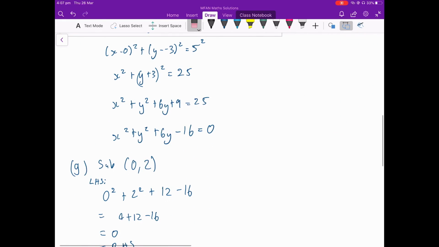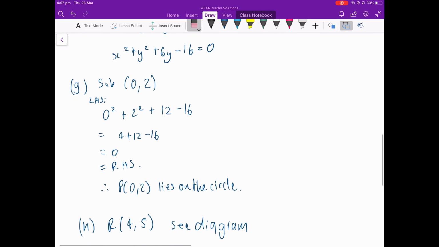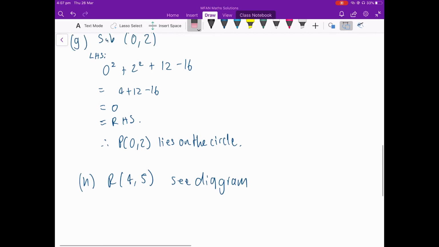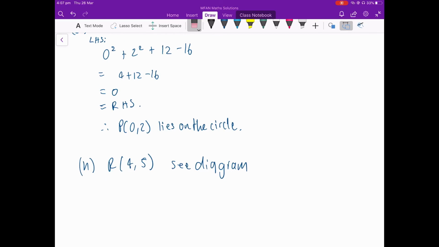Question F, x squared plus y squared plus 6y minus 16 equals 0. G, the point P (0, 2) does lie on the circle because it works out when we sub those points in. And R is the point (4, 5). You can see the diagram for that.